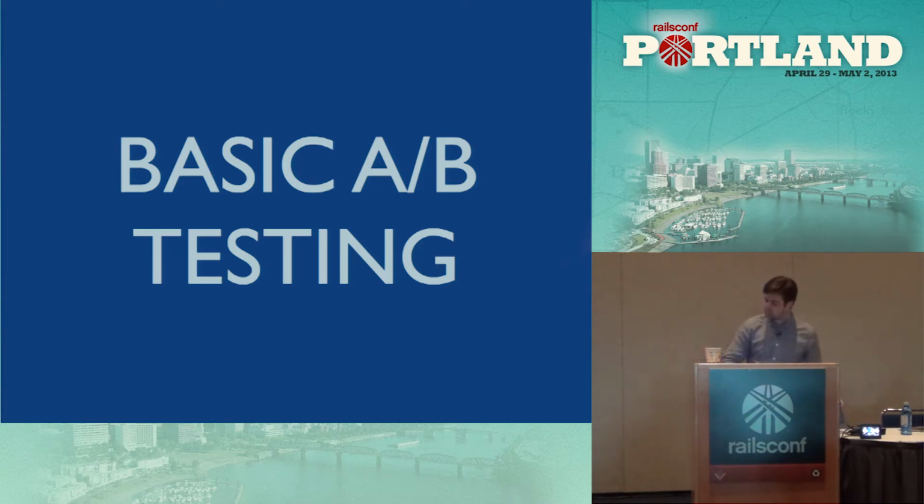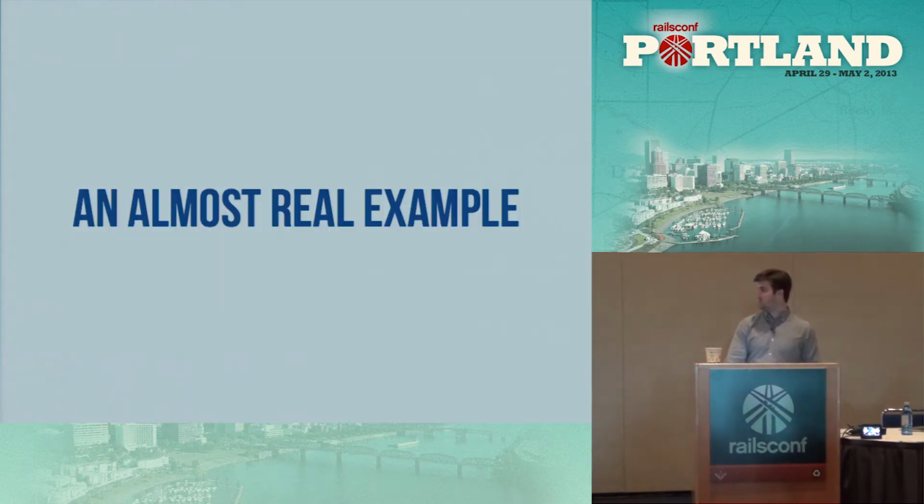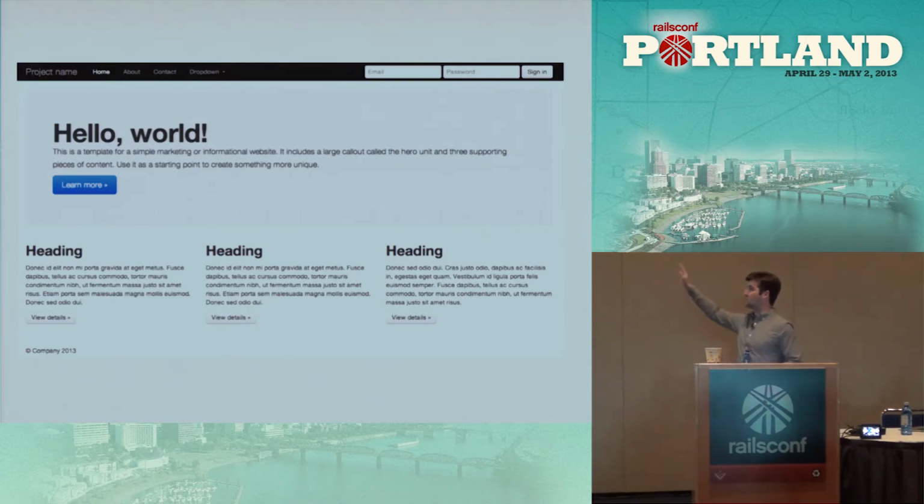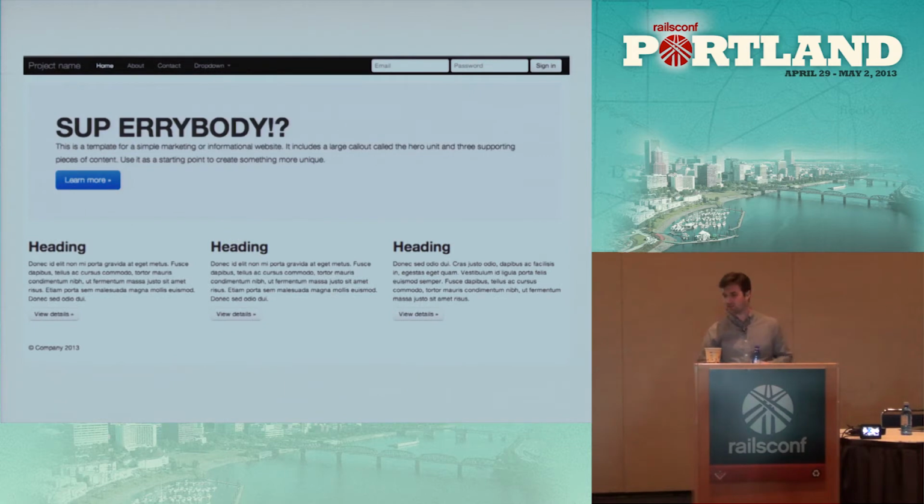So let's just start with some very basic A/B testing. This is the stuff that people think about when they hear A/B testing generally, I think. This is an almost real example again. I've launched my kitten sharing website or whatever. I have Twitter Bootstrap. I'm doing everything I know to launch my MVP. My header says, hello world. But I think maybe it's a little bit stuffy, so I try, sup everybody. We're going to really lighten things up here.